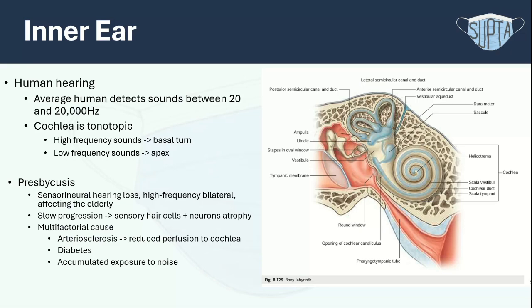And it has quite a slow progression, and there are multifactorial causes. So arteriosclerosis, you have decreased perfusion to the cochlea, diabetes has increased risk, and then accumulated exposure to noise.